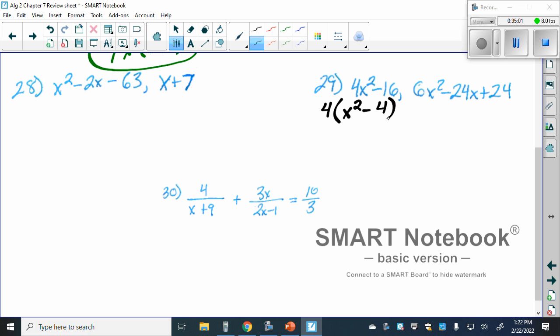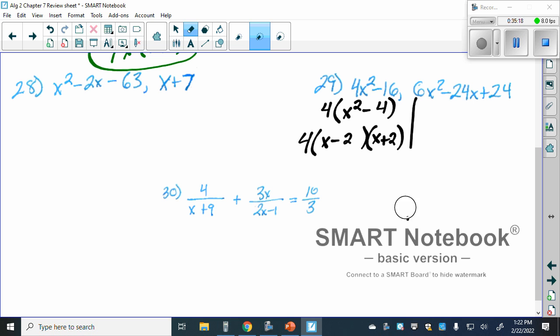Now, the x squared minus 4 is a difference of perfect squares. So we would have x minus 2 and x plus 2. But that is as far as that goes, because each one of the sets of parentheses does have a degree of 1, and it's as simplified as it gets.